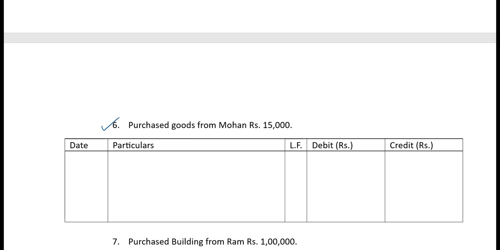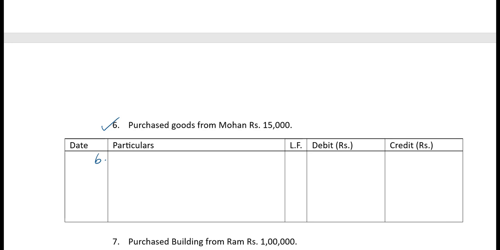We'll recall that a credit purchase means we purchase goods and promise to pay money at a later date. So cash won't be involved in this transaction. Instead of that, we will involve the name of the supplier, Mr. Mohan. It's purchase of goods, so we can use the term purchases. The two accounts involved are purchases and Mohan account. Mohan account being a creditor.